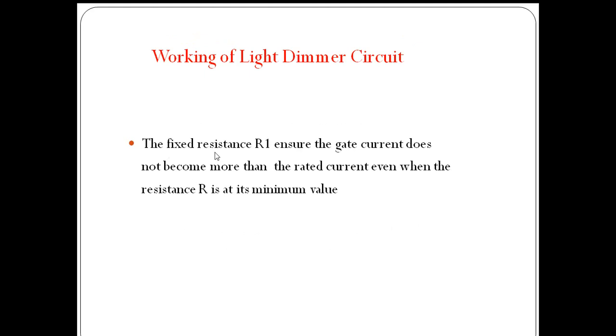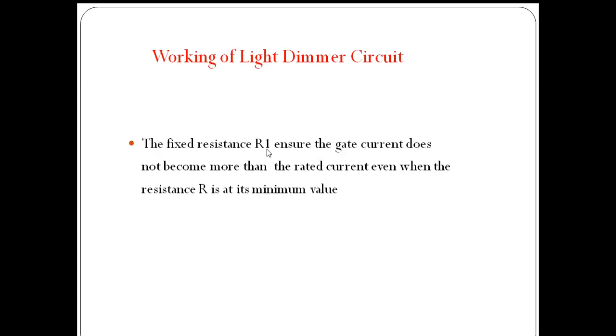The fixed resistance R1 ensures the gate current does not become more than the rated current, even when the resistance R is at minimum value. When R is at minimum value, R1 is taking precaution so that the gate current does not exceed the rated current of the gate circuit. That's why we are connecting the fixed resistance R1 in series with the RC circuit. So this is how the light dimmer circuit will operate.